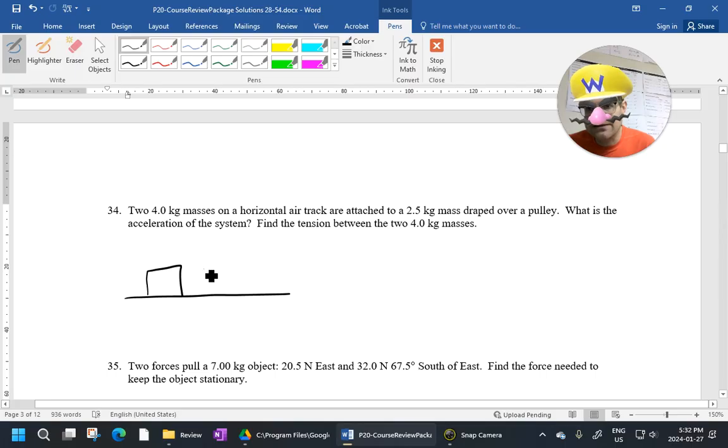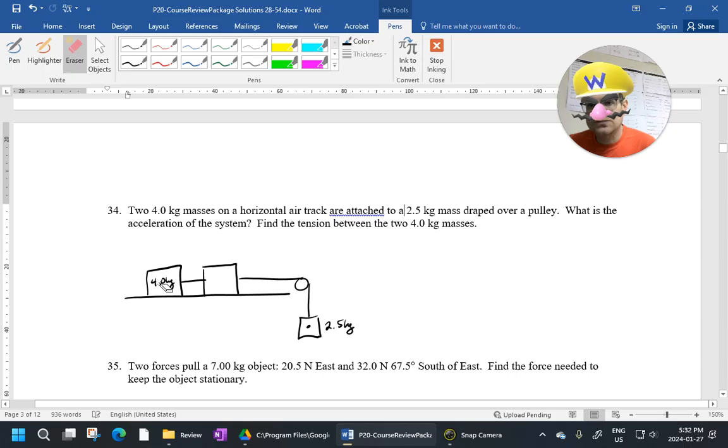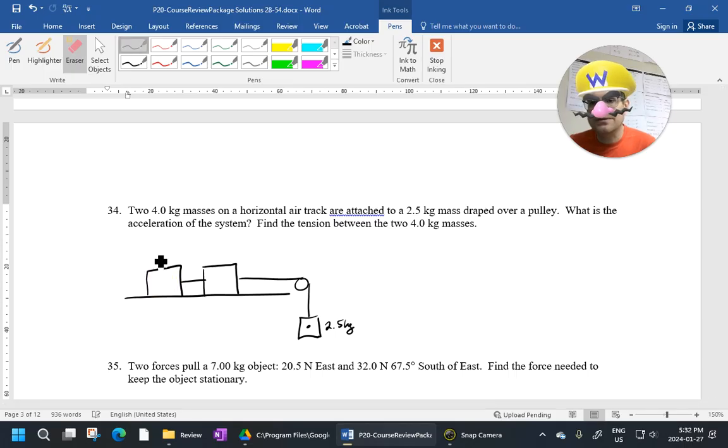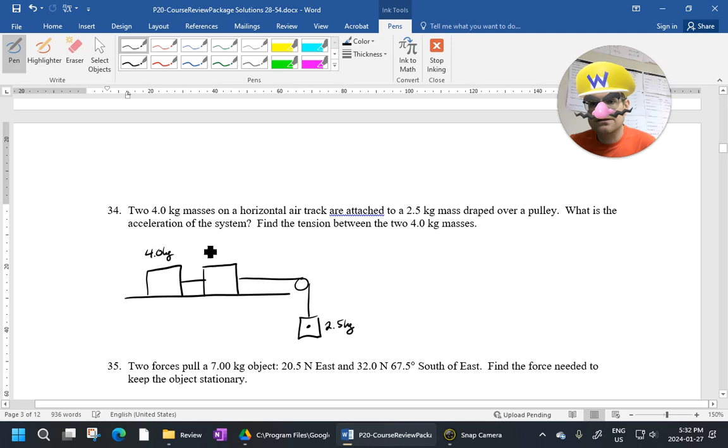So we have these two 4 kilogram masses. They are connected by a rope. It's going to be connected to this 2.5 kilogram mass. All right. I think that's how they wanted to reword this question. And let me just remove these numbers in here because they're going to be in the way of my free body diagram. So 4 kilograms, 4 kilograms. Okay. So we have this system. We're on an air track, so we're going to ignore friction. So we're just going to start drawing our free body diagram.